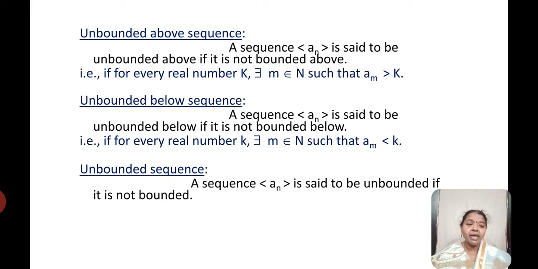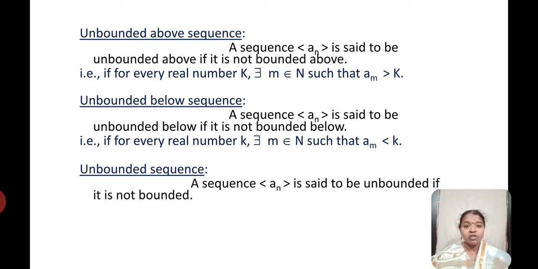So we would be writing the definition in a symbolic form. That is, if for every real number capital K there exists m belonging to the natural numbers such that a_m would definitely be greater than capital K.